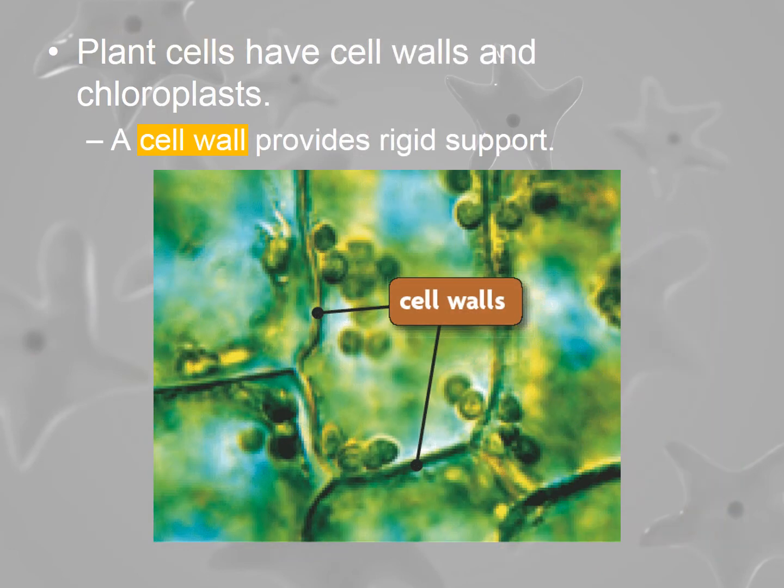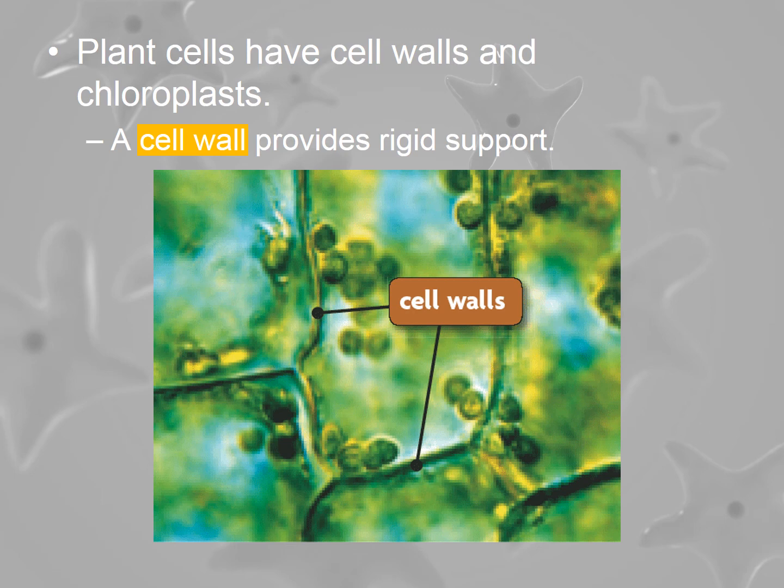Okay, so here is one of the other differences between plant and animal cells. Plant cells will have a cell wall and chloroplasts. This diagram is pointing to the cell wall. In this diagram, you can count 1, 2, 3, 4, 5, 6 cells. You don't see the entire cell, but there are 6 cells here. The cell wall is what separates one cell from the other.